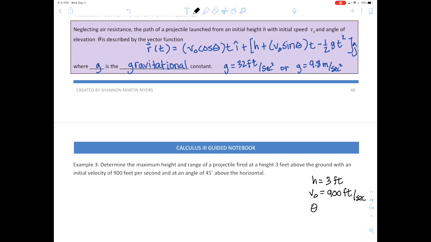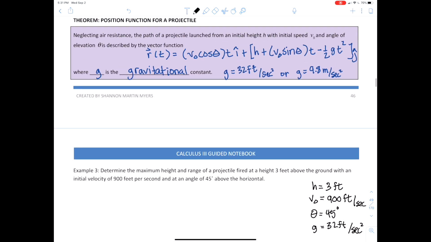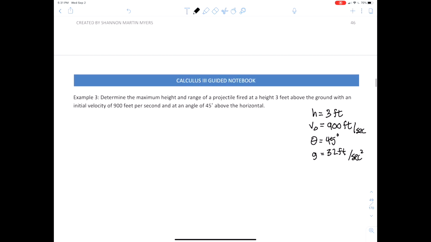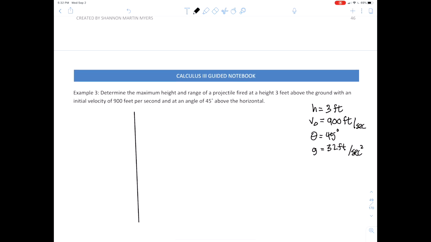Theta was 45 degrees. And since we're in feet, g is going to be equal to 32 feet per second squared. Cool? All right, so let's see what we have going on. Here, we have this projectile. So here we go.